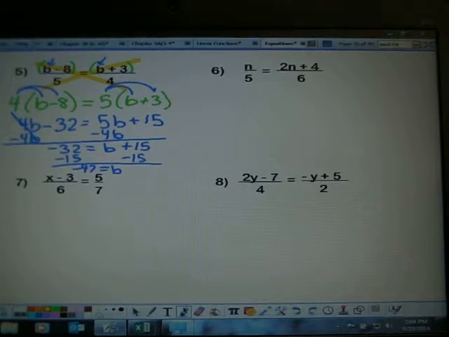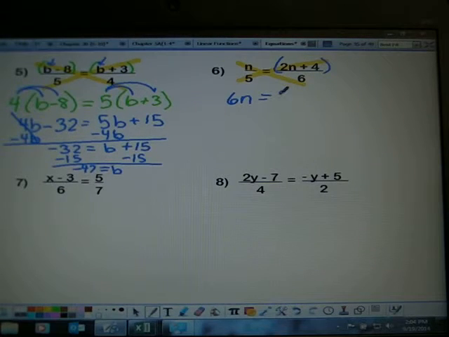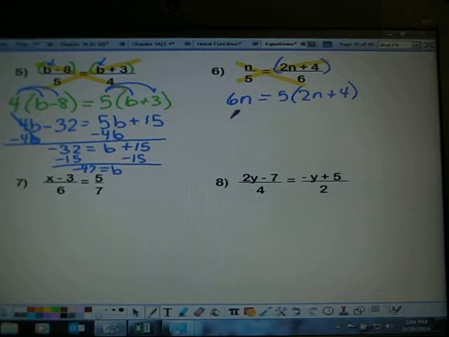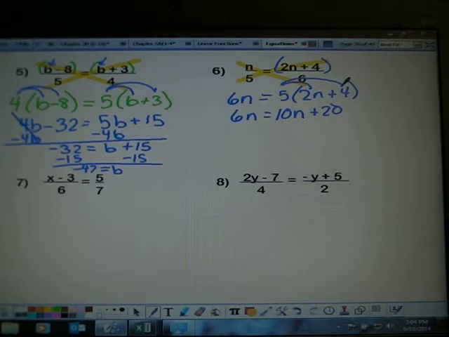Same thing on this, we're going to multiply those together, then we're going to multiply those together. This has one group of imaginary parentheses. So n times 6, we're going to write 6n. And this one is 5 times 2n plus 4. Remember, there's parentheses. So distribute. 6n equals 10n plus 20. Multiplying that to both. You have n's on both sides.